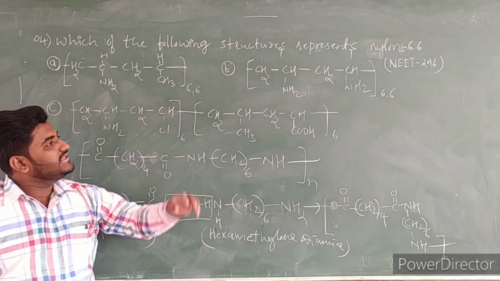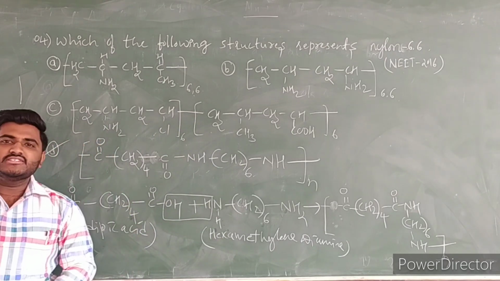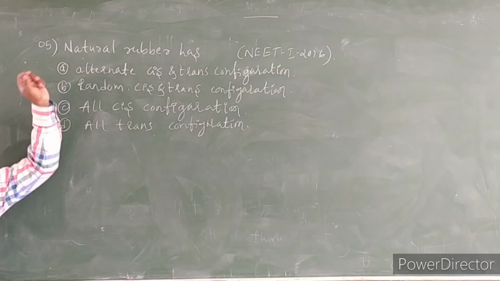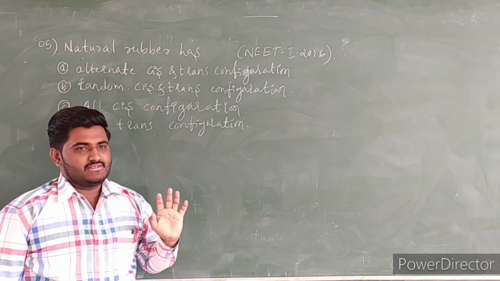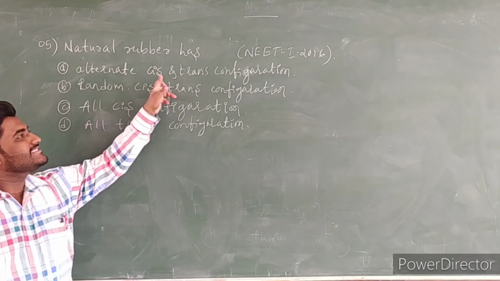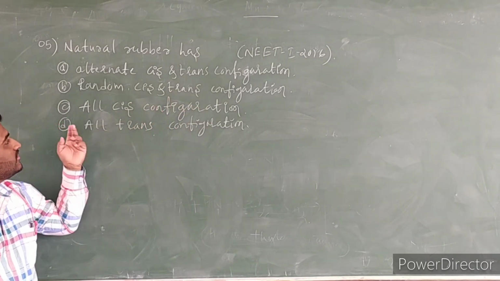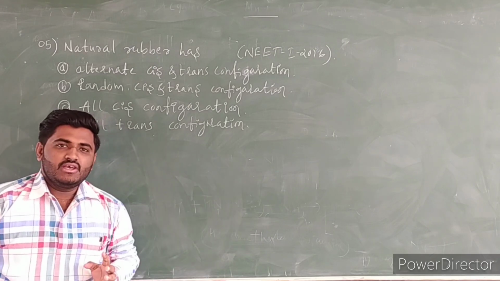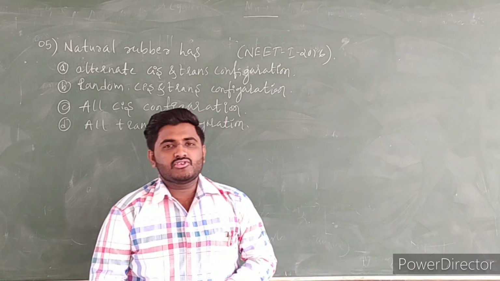This question was asked in NEET 2016. That was question number 4. Now we'll discuss question number 5. See guys, this is question number 5. Natural rubber has alternate cis-trans configuration, random cis-trans configuration, all cis configuration, or all trans configuration. This question was asked in the NEET 2016 first question paper.